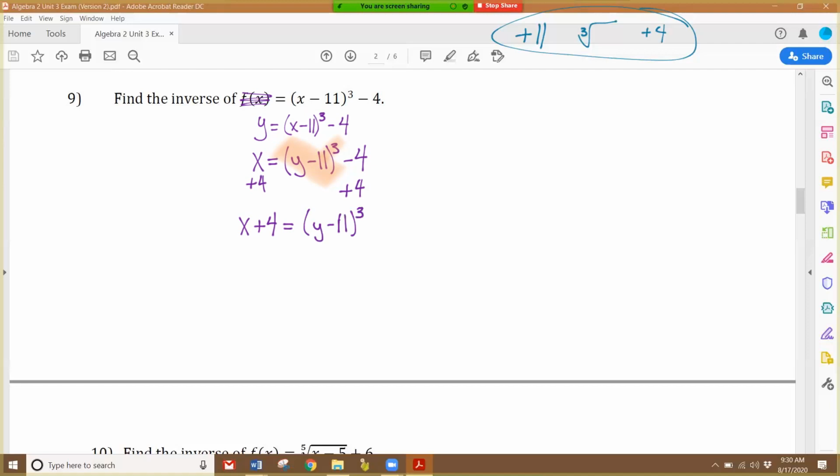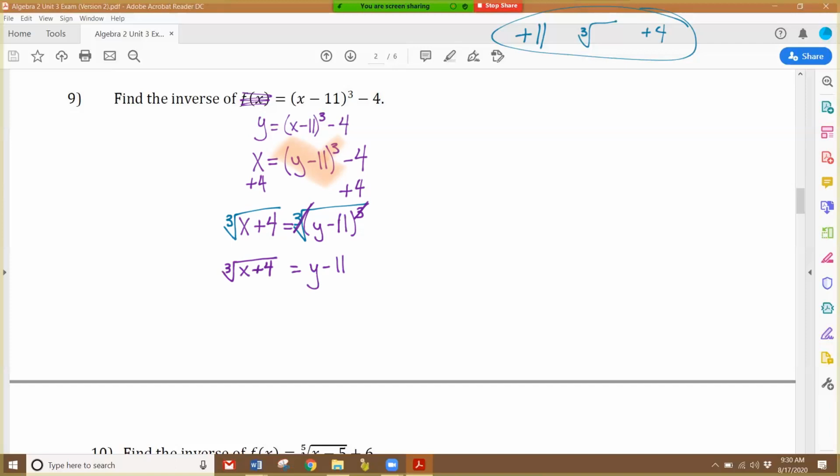So now we have x plus 4 equals, in parentheses, y minus 11 to the third power. To get rid of that third power, the inverse or the opposite of the third power is the cube root or the third root. So we're going to take both sides to the third root. On the right side, the cube and the cube root are going to cancel, leaving us with y minus 11 on the right. And now on the left, we just have the cube root of x plus 4. I can't take the cube root of x plus 4, so we're just leaving it as it is.